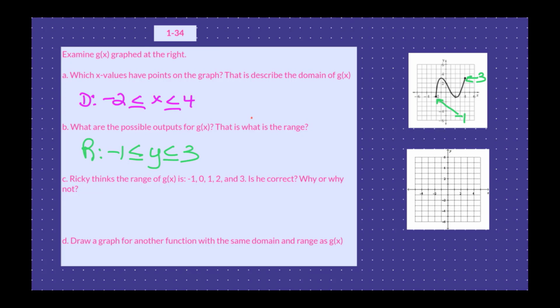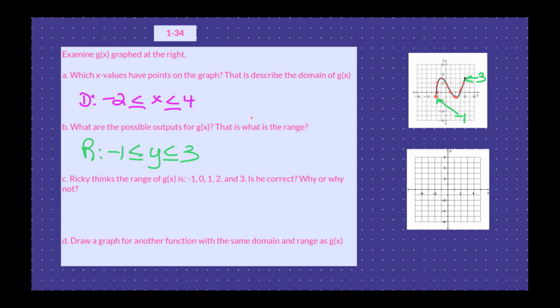Now, I like what Ricky's thinking on this part C, but he is incorrect, and I'll show you why. So he has g of x is -1. He's showing us that the y value is, we have a -1 here, and we have a -1 here. He's talking about 0 also, which we have a 0 and a 0 and a 0. And we have a 1 and a 1 and a 1. And then we also have 2 and 2 and 2 and 3.